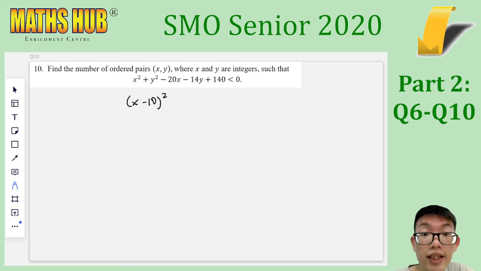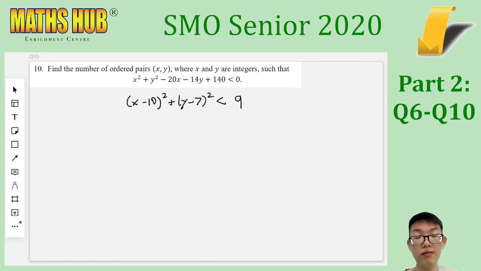(x minus 10) squared and (y minus 7) squared. Well, this is 100 plus 49, 149. Here we have 140, so therefore we are short of 9. Now what does this actually mean? Well, this is actually the interior of a circle.